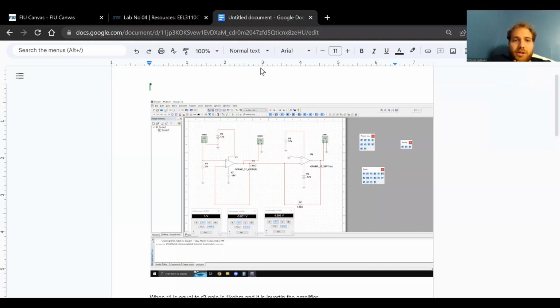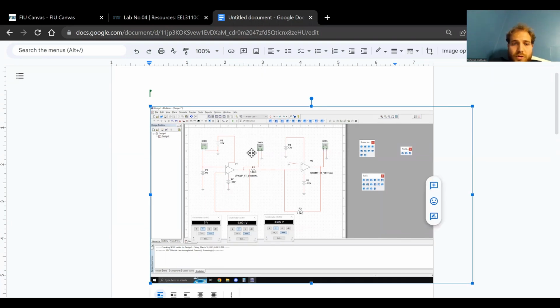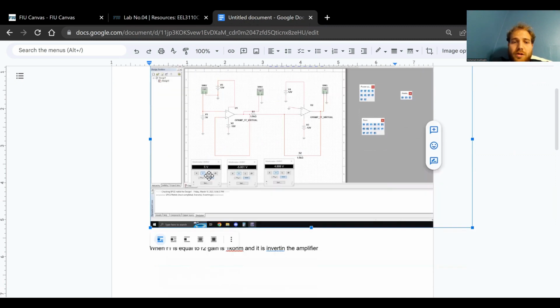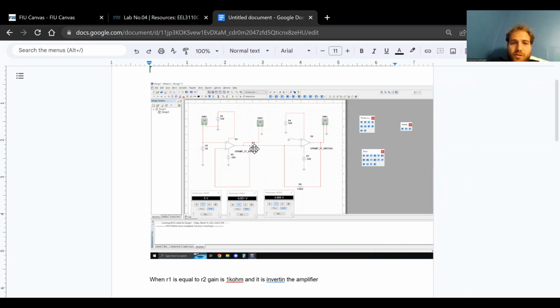So this is activity 3 for the lab. This is what I did for the first part when I made R1 equal to R2. The first one here is 1 kilo ohm, and when you do that, it's an inverting amplifier. As you can see, these are the 3 numbers.